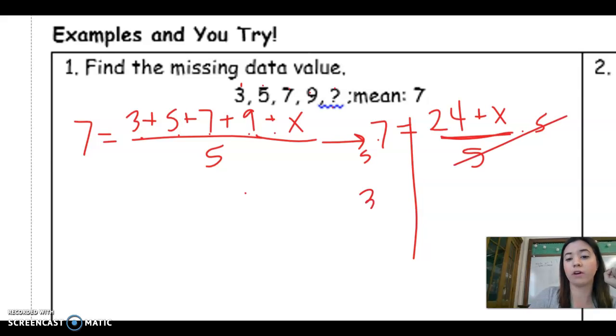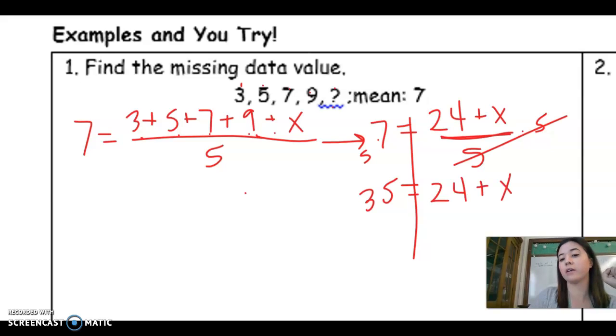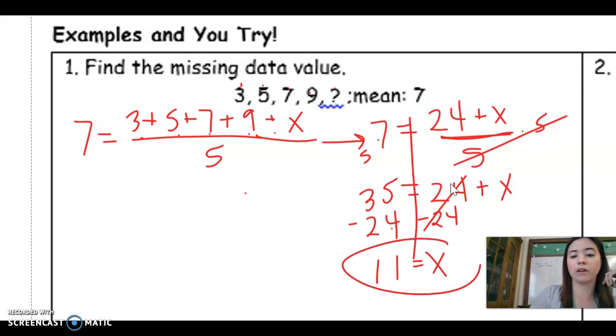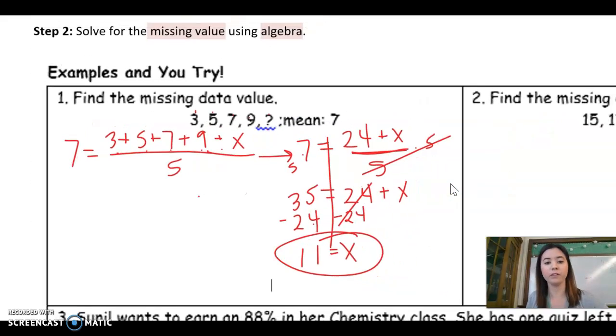We get 35 equals 24 plus x. And then how would I move that 24? I would subtract it on both sides. 5 minus 4 is 1. 3 minus 2 is 1. So my missing value here is 11.